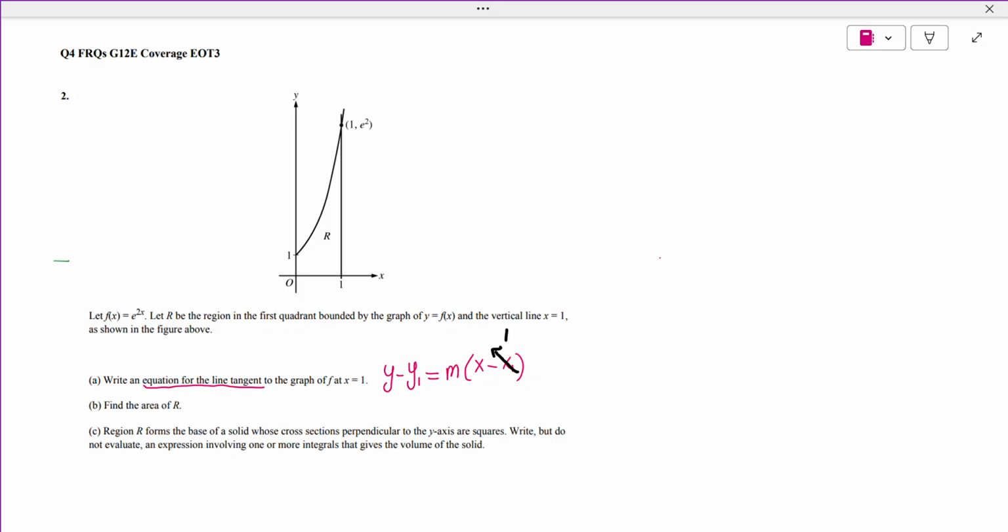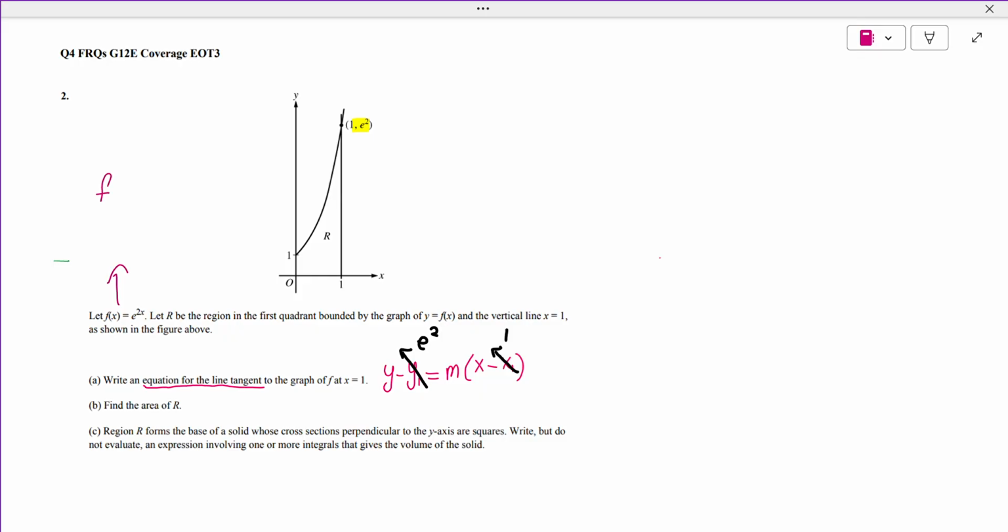And what is the value of y when x is equal to 1? Well, it's given here, right? So it will be e to the power of 2. So y1 will be replaced with e to the power of 2. Now let's find m, which is the slope. Now we know that the slope is the same as the derivative of the function, right? So what do we do now? We will differentiate the function.